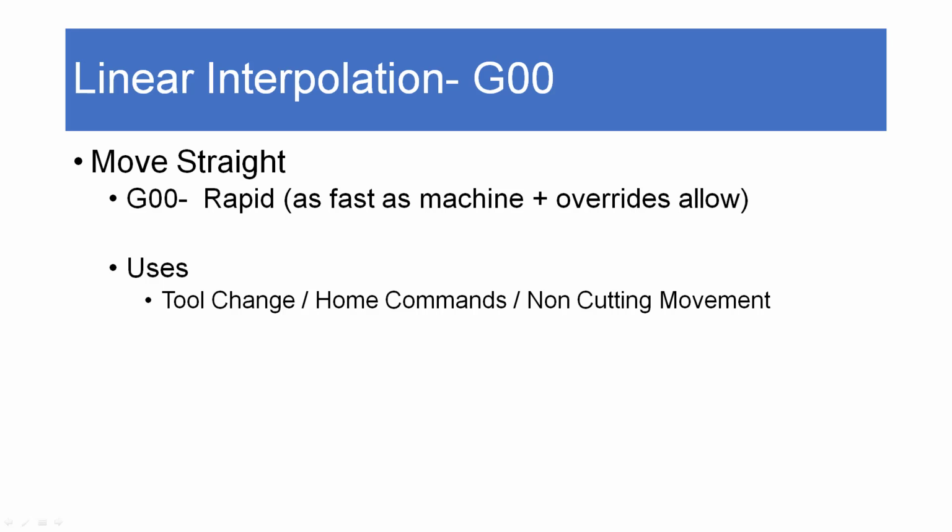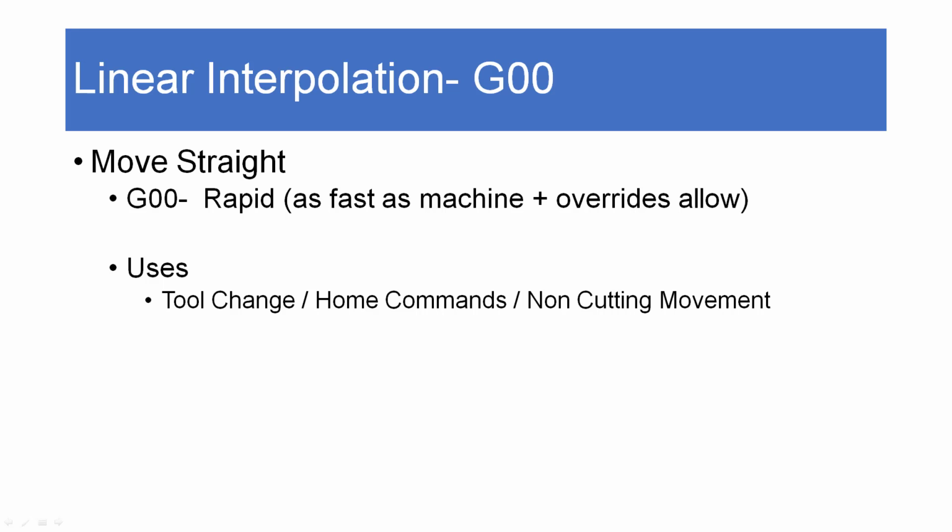The first linear movement command that I want to talk about is a rapid, and that's G00. Now, as you remember, all of the G commands are preparatory. That just means it needs more information. And in this instance, the G00 is a rapid movement, and it moves as fast as the machine and the override button will allow. So if you're in 100% rapid, you're somewhere around 1,000 inches per minute on our machine, pretty darn fast. And we use this whenever we're not cutting.